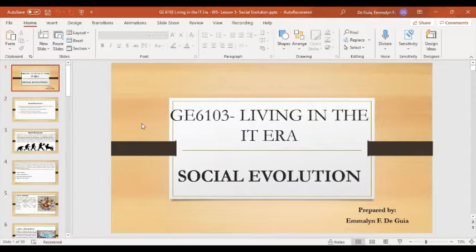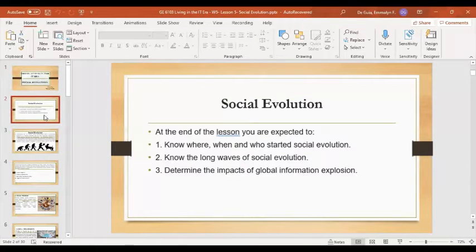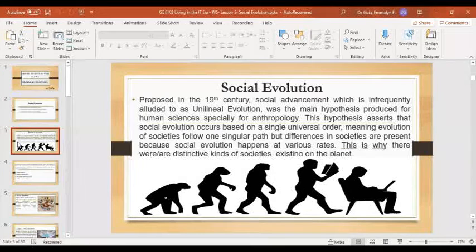It's about social evolution. Our objectives here: you are expected to know where, when, and who started the social evolution, know the long waves of social evolution, and also determine the impacts of global information explosion. So social evolution, as you can see in our illustration here, we have the evolution of man.